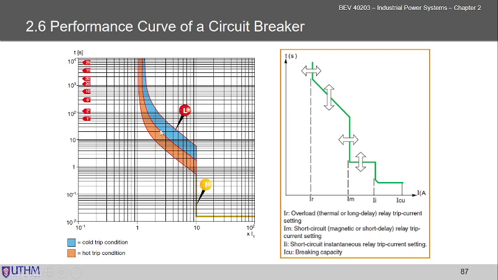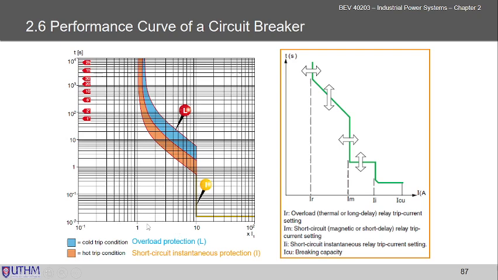It has two categories. One is the cold trip condition, and the other is the hot trip condition. This region is more for the short circuit protection, and this one is for the overload. Normally for overloads we use this region. If it is a short circuit, we use these regions to see the tripping time as well as the short circuit current here.